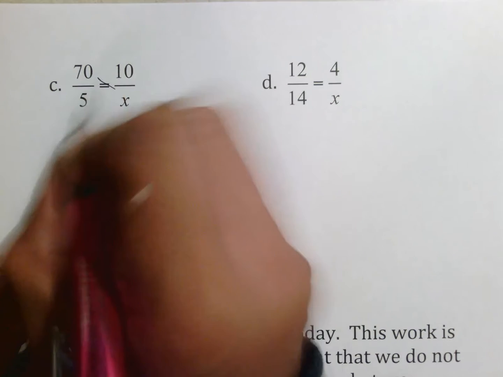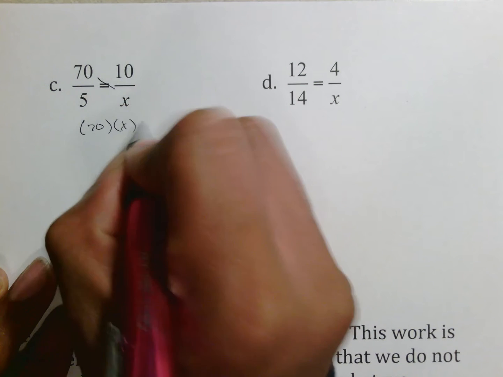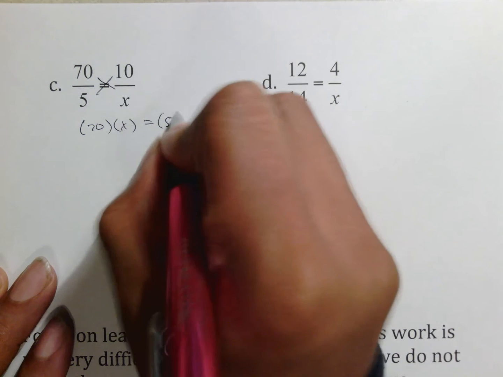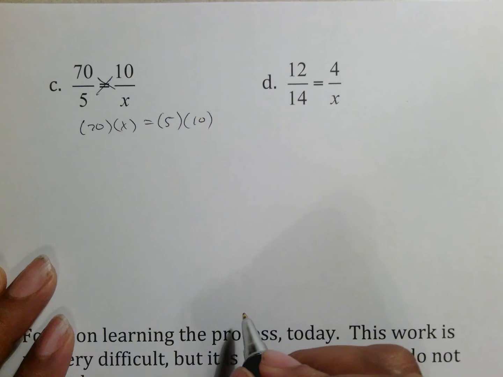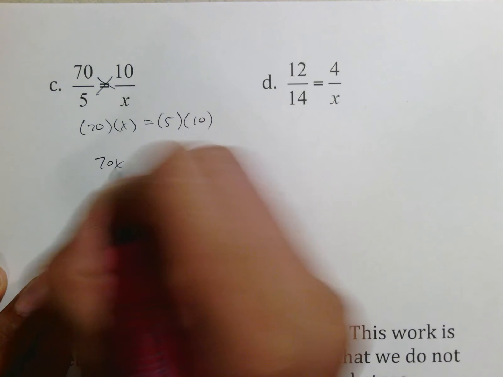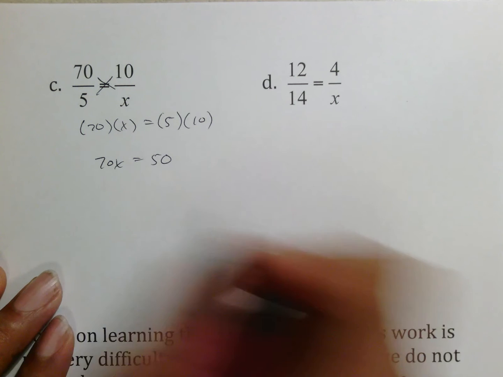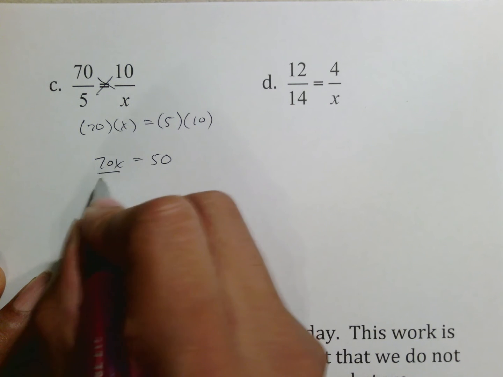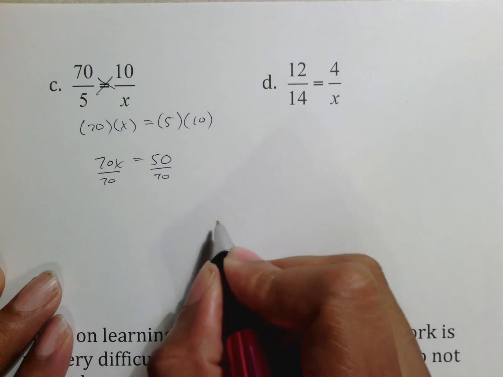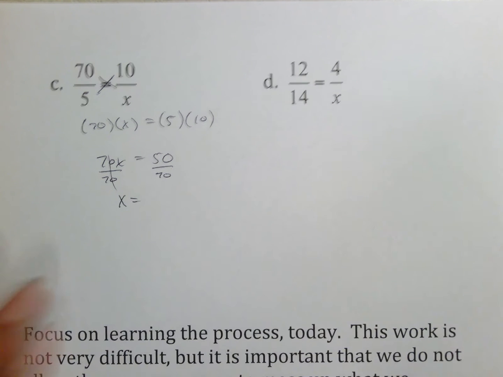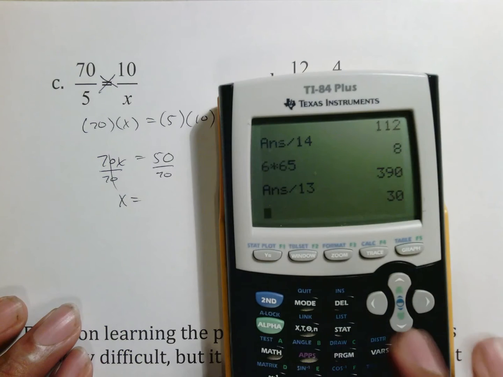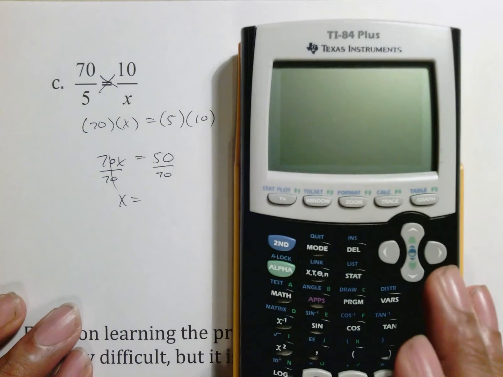C, 70 times x should be the same as 5 times 10. This turns into 70x. This turns into 50. I want to get rid of the 70. These two cancel out. And let me show you something about how to reduce a fraction, because some of you are missing questions because you're not reducing fractions. So get your calculator now.